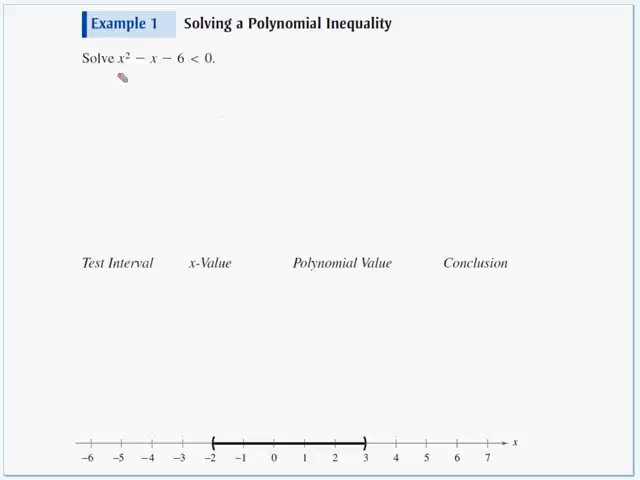Okay, let's check these out here in example 1. It says solving a polynomial inequality. Solve this: x squared minus x minus 6 is less than 0. Remember, before we factor, when we were doing these before with equalities, we would set them equal to 0. So we do have it less than 0, so we're all ready to factor. I need the factors of negative 6 that add up to negative 1. I know my leading term is going to be x squared, so that's x times x. The factors of 6 that add up to negative 1 are going to be a negative 3 and a positive 2.